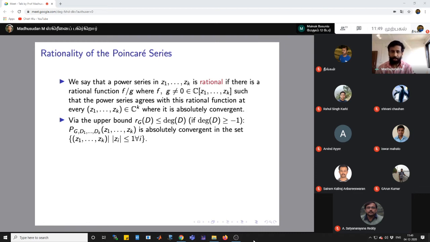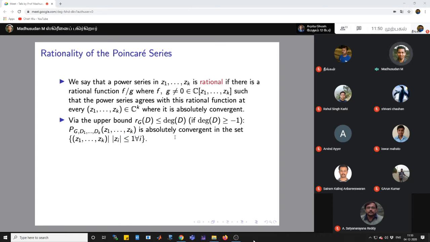But actually, in our case, it is not the case. This Poincare series has a non-empty open subset where it is absolutely convergent. And in fact, you can show with just a little bit of work that the Poincare series is absolutely convergent in the set of all z1 to zk where the absolute value of zi is strictly smaller than 1. Sorry, there is a little typo here. I think I put smaller than or equal to 1. It's not true. You have to put strictly smaller than 1.